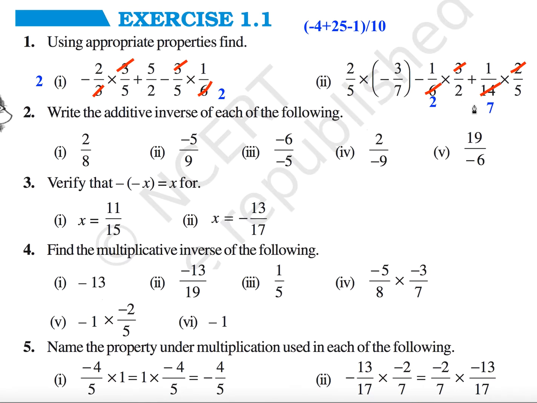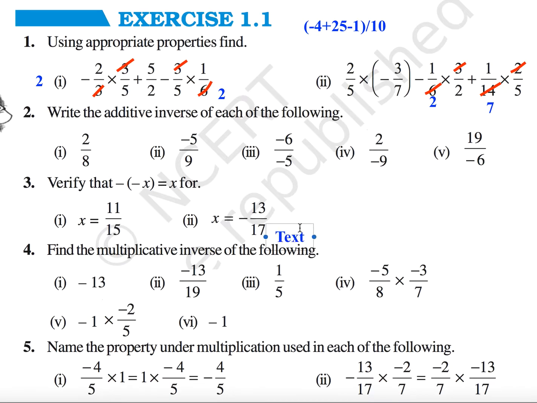Okay, see, this is 4, this is 7 into 5, 35. Okay, 7 into 5, 35. So take 1 by 35 common. So this is minus 6, this is 1, minus 5 by 35, or nothing but minus 1 by 7. Okay, right, minus 1 by 7 minus 1 by 4.